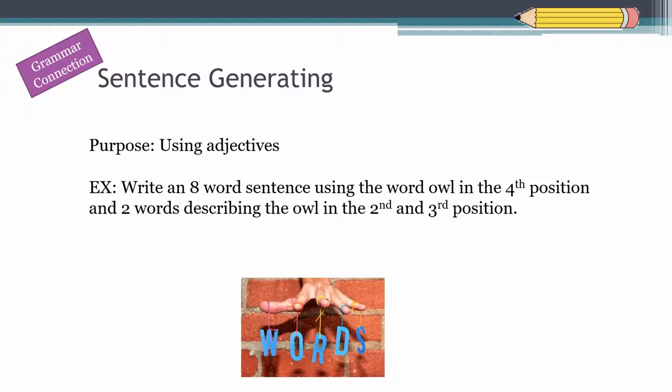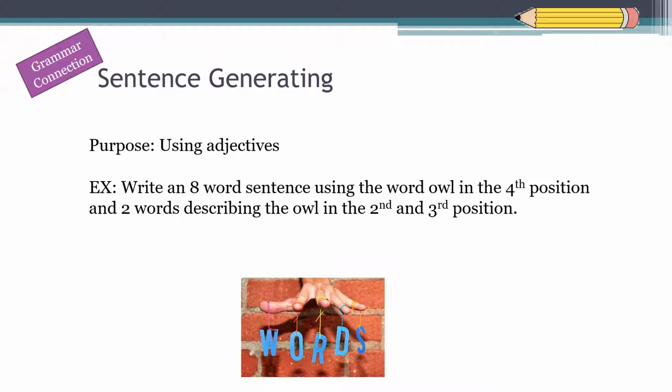the purpose for this particular activity, my instructional purpose, would be using adjectives. So what I might instruct students to do is say, okay, I want you to write an 8-word sentence using the word owl in the 4th position and two words describing the owl in the 2nd and the 3rd position. So what I'm doing here is I am identifying a noun, and then I'm asking my students to think of adjectives that would describe that noun.